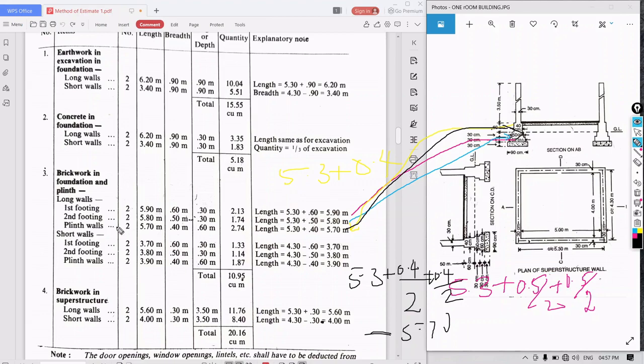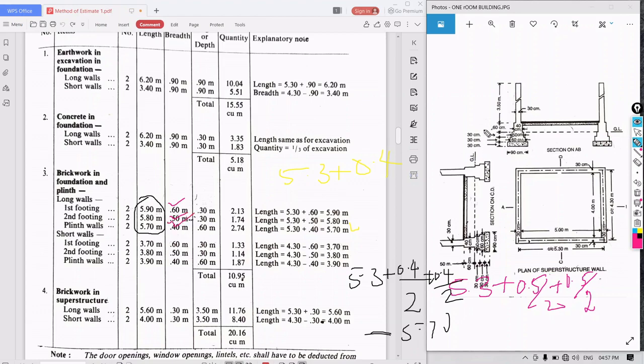Okay. So first footing, second footing, plinth wall, we calculated the lengths. Now according to that, next is the breadth. So what is the breadth of the first footing? It is 60 centimeter, so put 0.60 meter. Next is 50 centimeter, 0.50 meter. Next is 0.4 meter.